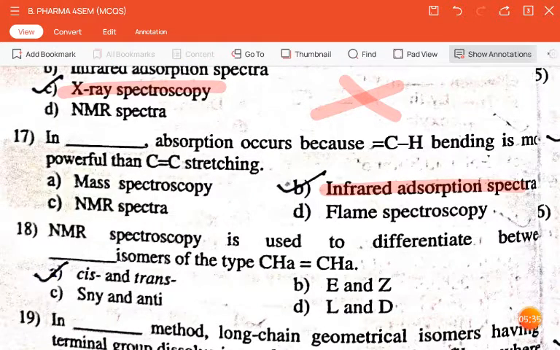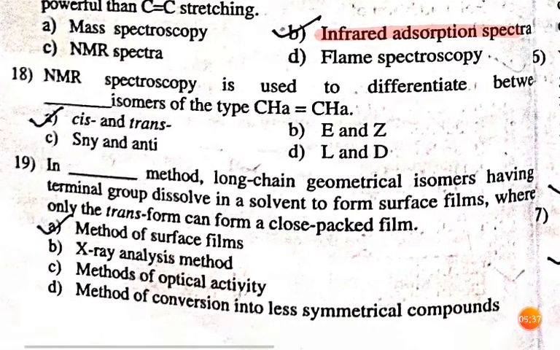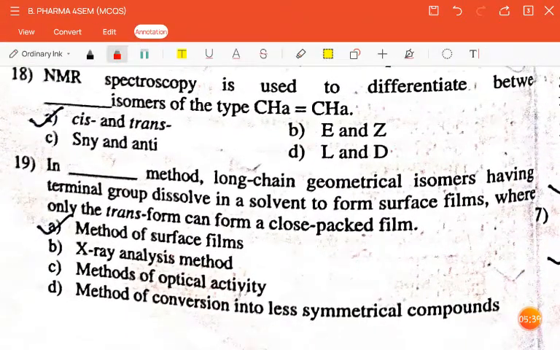absorption spectra. The next question is, NMR spectroscopy is used to differentiate between isomers of type CHA double bond CHA: cis and trans, E and Z, Syn-Anti, L and Z. So the correct answer is cis and trans.